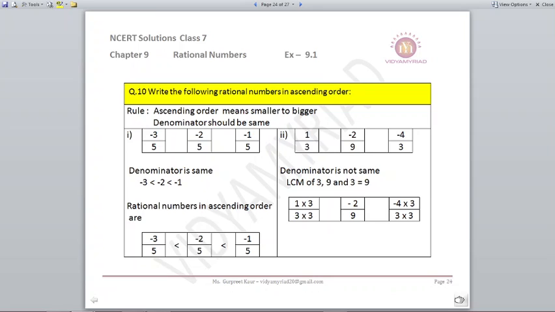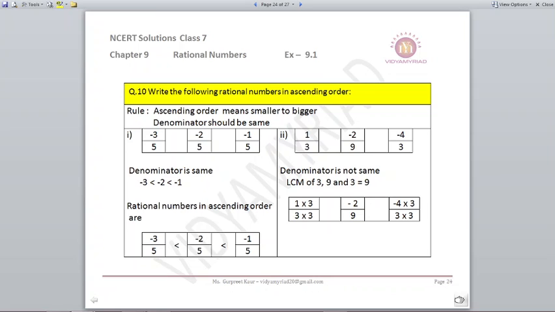So we know the rule. On the left hand side, the farther the number from 0, that will be the smaller number. So minus 3 will be smaller, minus 2, then minus 1. That means minus 1 is greater. So we will write it as minus 3 upon 5 less than minus 2 upon 5 less than minus 1 upon 5.